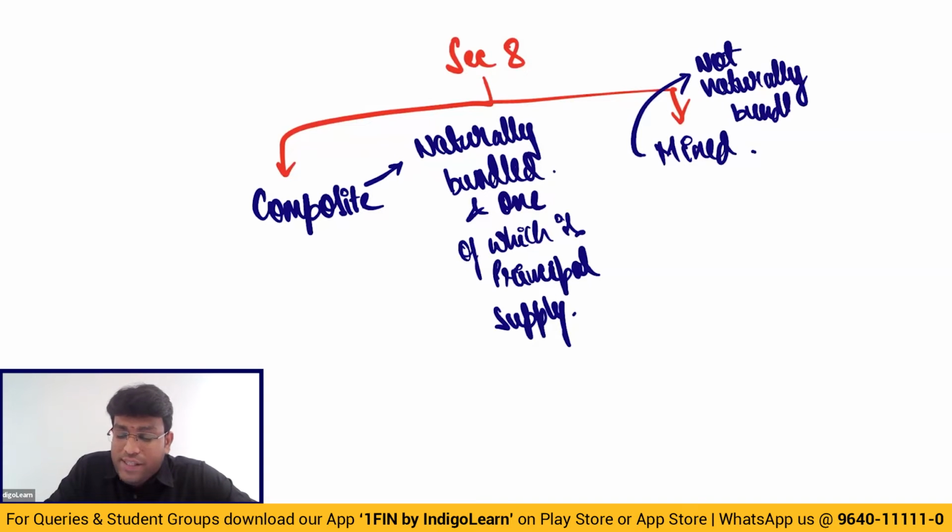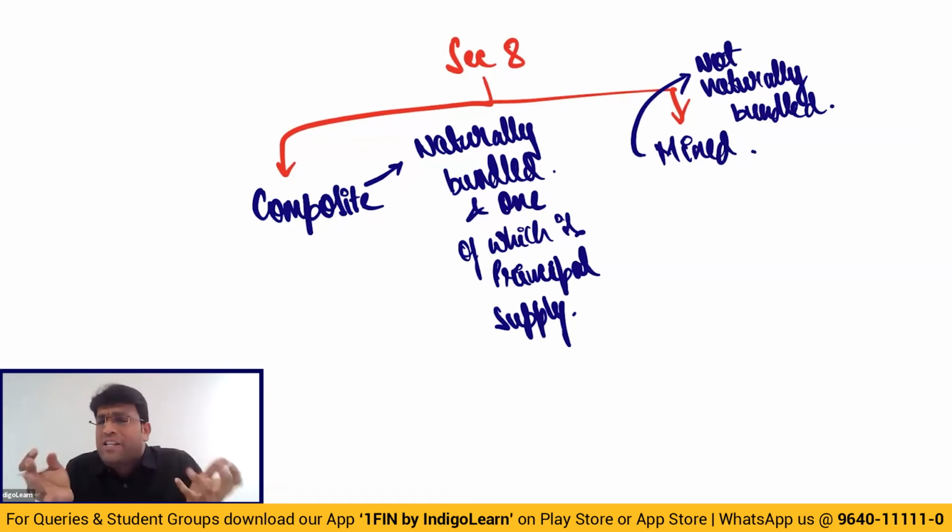For example, assume for a second there is a box of cashew, almonds and pista packed in one box. They are not naturally bundled like that. They are separately available also. And in that cashew, badam and pista, you cannot tell which one is more predominant. That's called mixed supply.